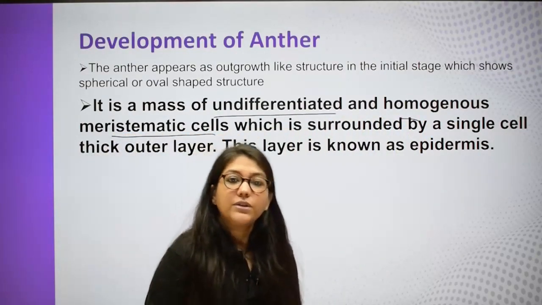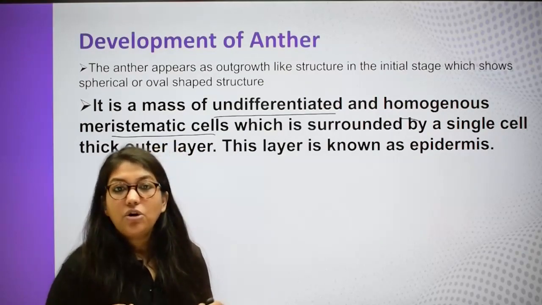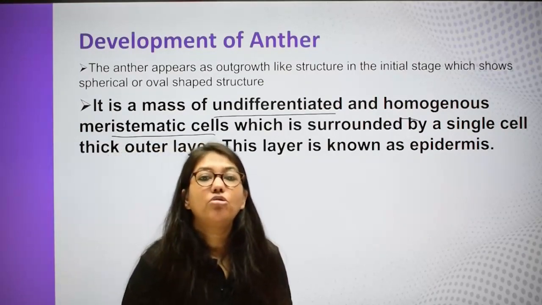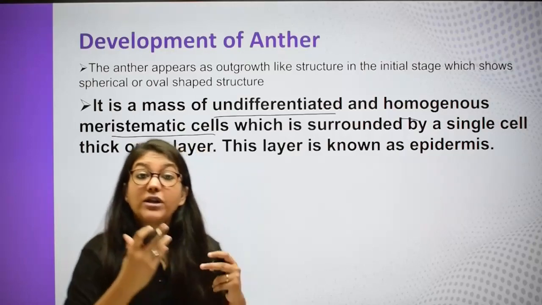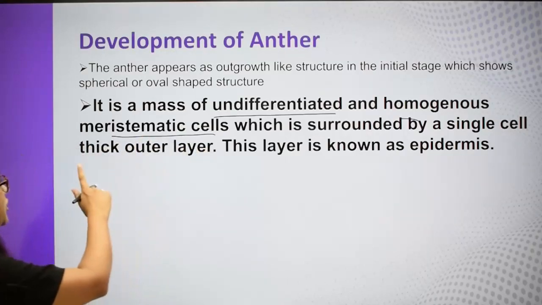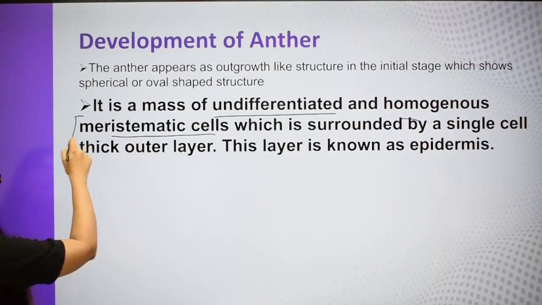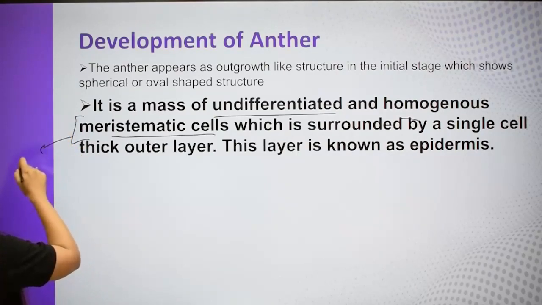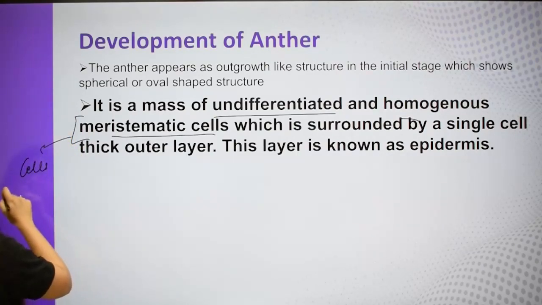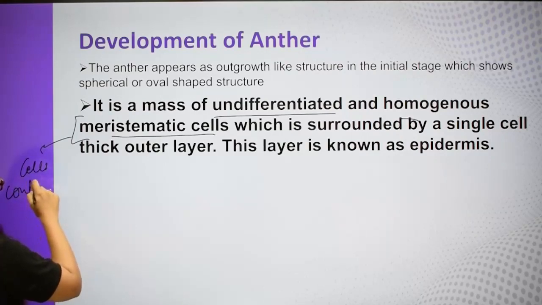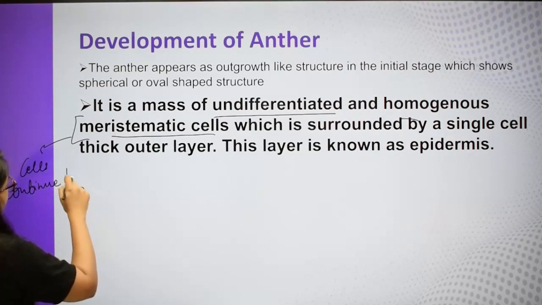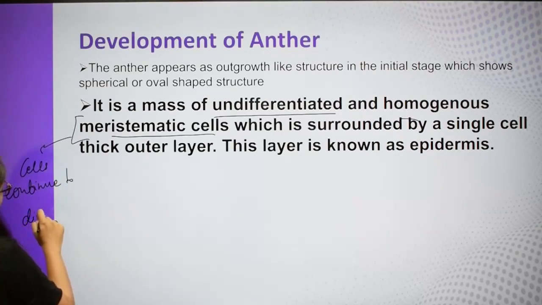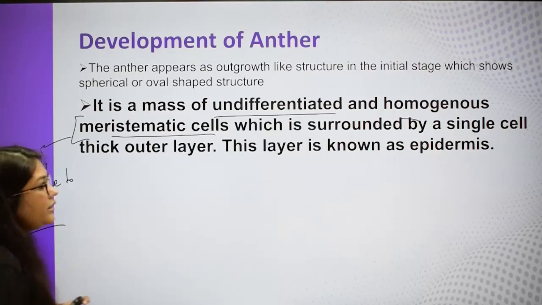Now, what is the meaning of this? Undifferentiated cells. Cells are not differentiated, right? They do not know what their shape is going to be, what their function is going to be. Homogeneous meristematic cells. We know the meaning of meristematic. The cells continue to divide, right? This you have already studied in grade 11th.